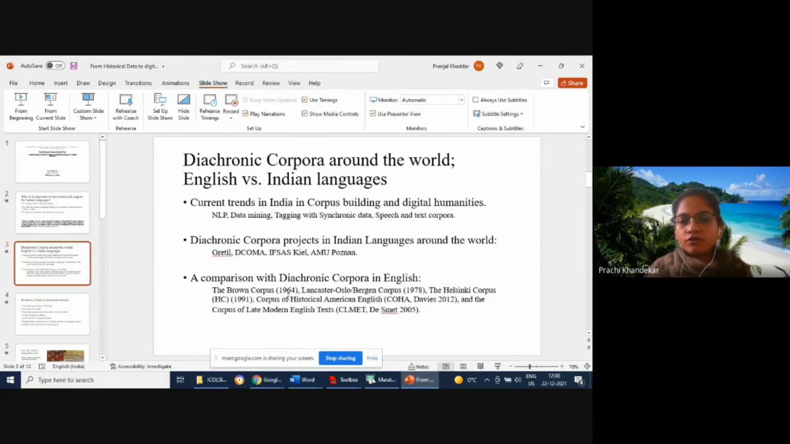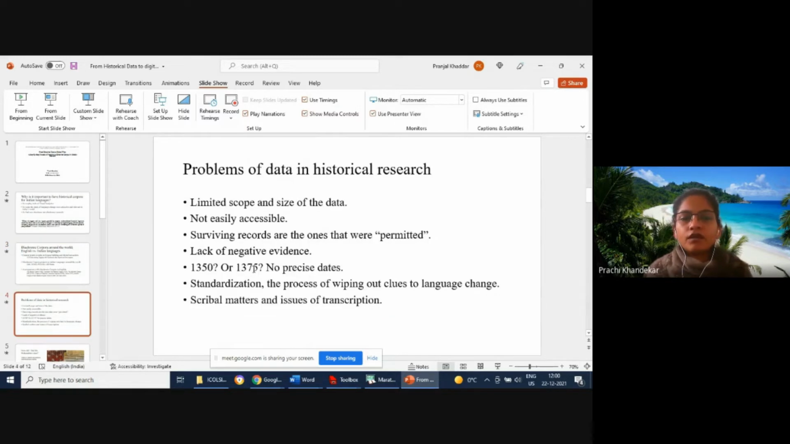Starting from the Brown corpus going on till 2005, and I'm sure there are more being added every day. This is why the historical corpora in English are in billions of words, and you see the steep difference between Indian languages and English. So we need to fill this gap. That is why building historical corpora in Indian languages is extremely essential and an urgent priority.